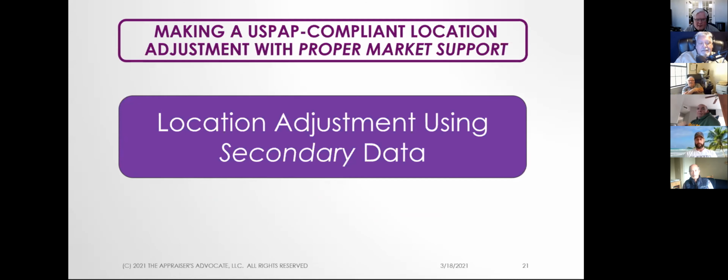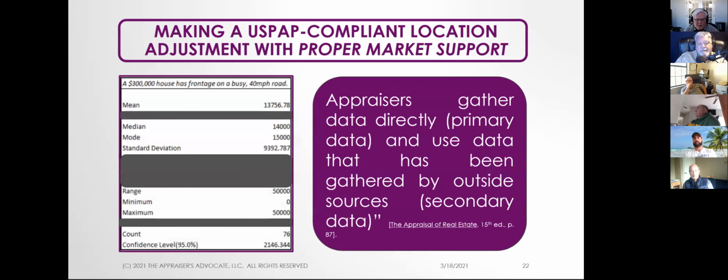Right. So now we're going to get into a location adjustment using secondary data. And as Tim said, secondary data is data that you do not collect, but it's provided by a data service.